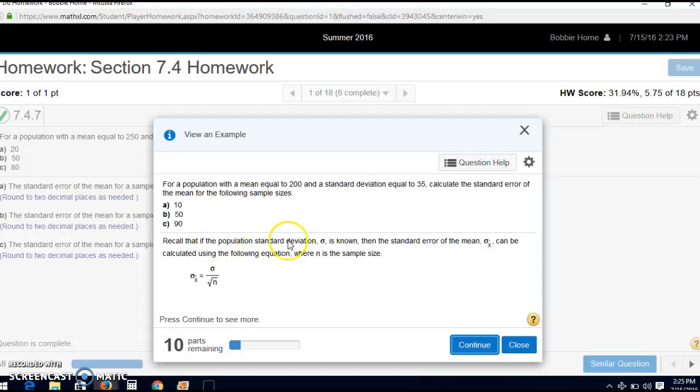Recall that the population standard deviation, this sigma sign, is used for the standard error of the mean. So when we're talking about the standard error of the mean, we take the standard deviation and divide it by the square root of n. N is always your sample size.